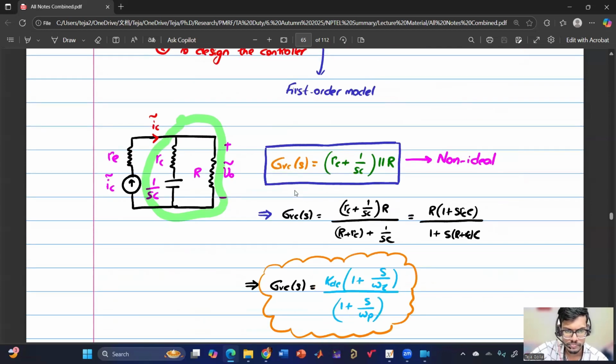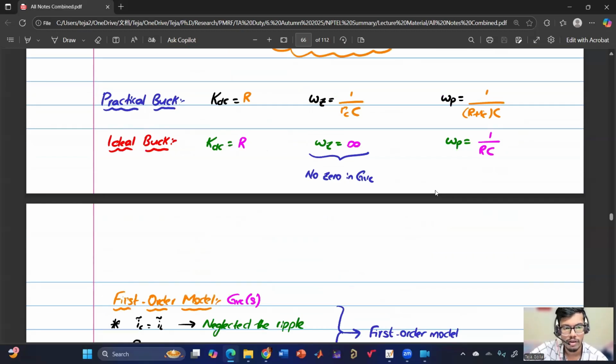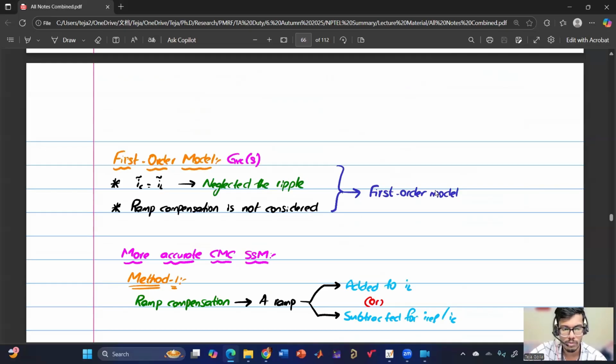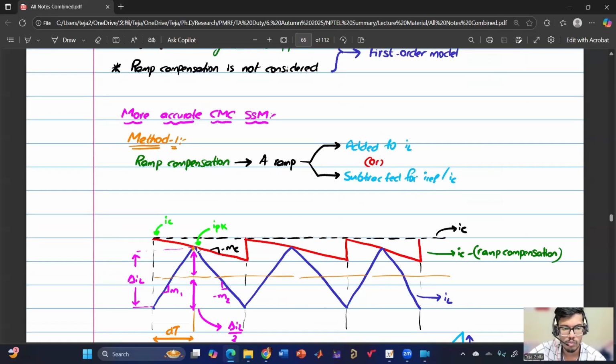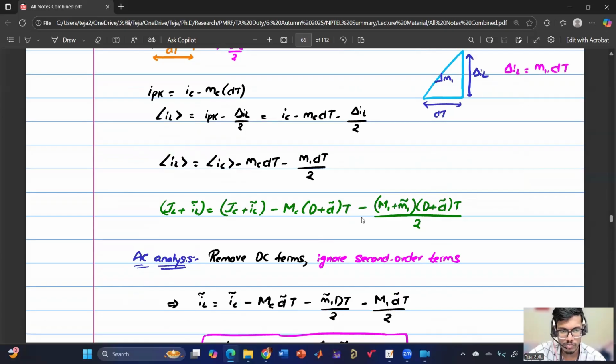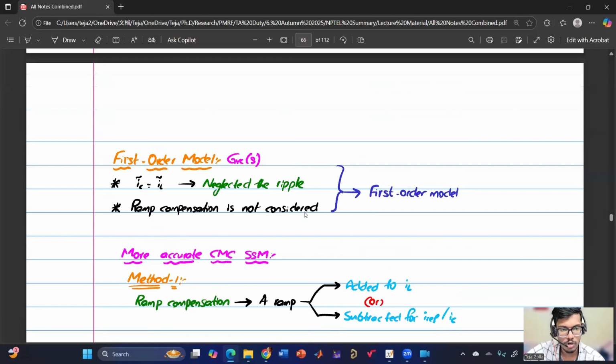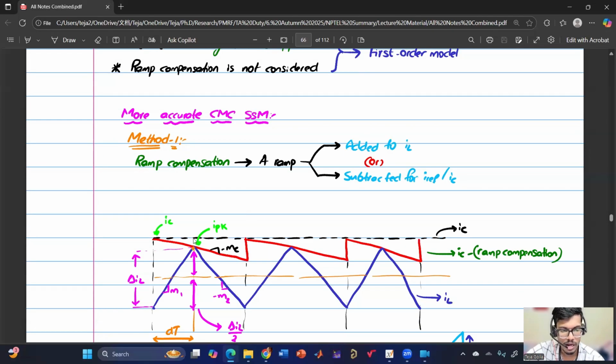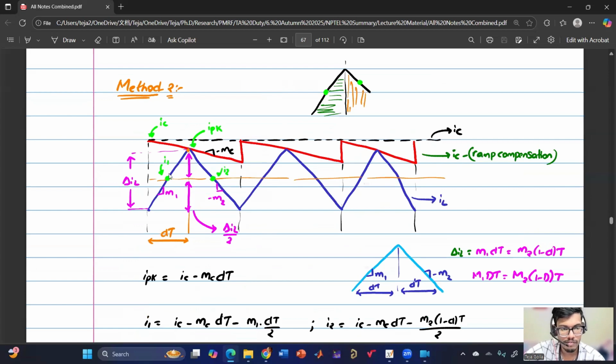So we have considered here an approximated first order model. We have also discussed if we want to use a more accurate model, then how to do it. So in the case of the more accurate model, we have generalized. We have considered the ramp compensation as well. And then we have considered the average dynamics of the current. And there are two methods. In the first method, we have assumed that the average is the same in the cycle. Whereas in the second case, we have considered that the average is also varying.